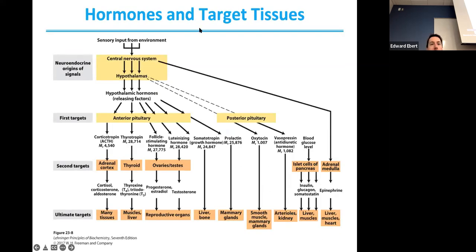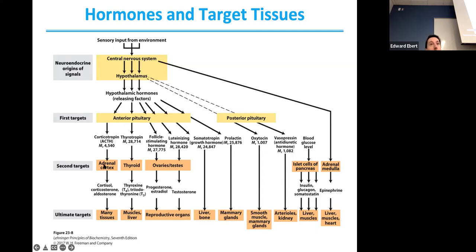So where we'll end today is our hormones and our target tissues. We get input from the environment. We'll say sensory input, but that can include a lot of different things, whether this starts at the central nervous system or someplace else. Something happens, goes to our hypothalamus, and the hypothalamus says, okay, I've got to react to this, so I'm going to release some hormones. And then these can affect the pituitary gland. So we see our origin of signals, our first targets, our second targets, and our ultimate targets, which can be multiple steps away. But the anterior versus posterior pituitary will release hormones that can target different classes in there.